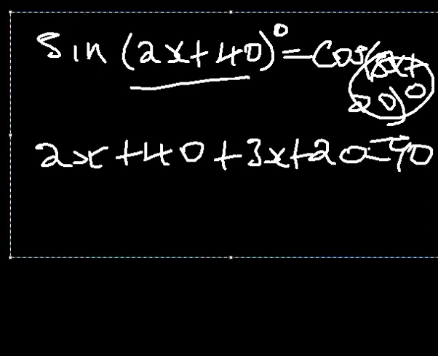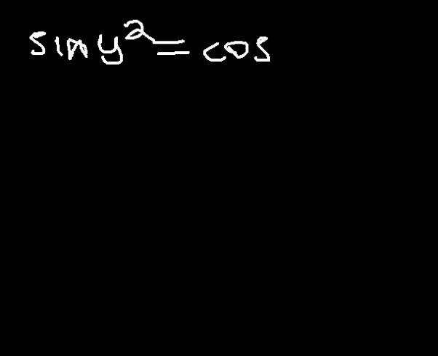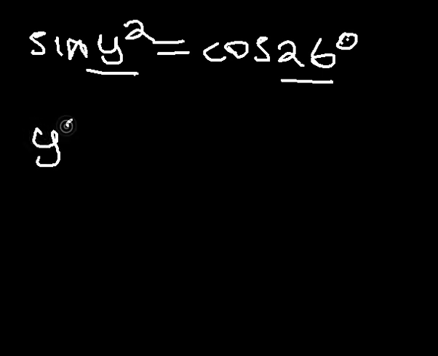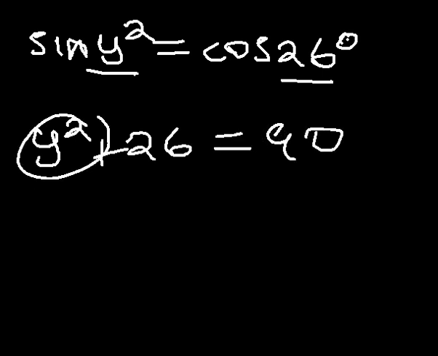And let's think of having this case as well. Let's say we have sin of y squared is equal to cos of 26 degrees. Now what is the value of y? In other words, how should you solve for y in this case? The principle remains the same. y squared is the angle and 26 is the angle, and these angles are complementary angles, in the sense that y squared plus 26 is equal to 90. Then you'll be able to solve y in that way.